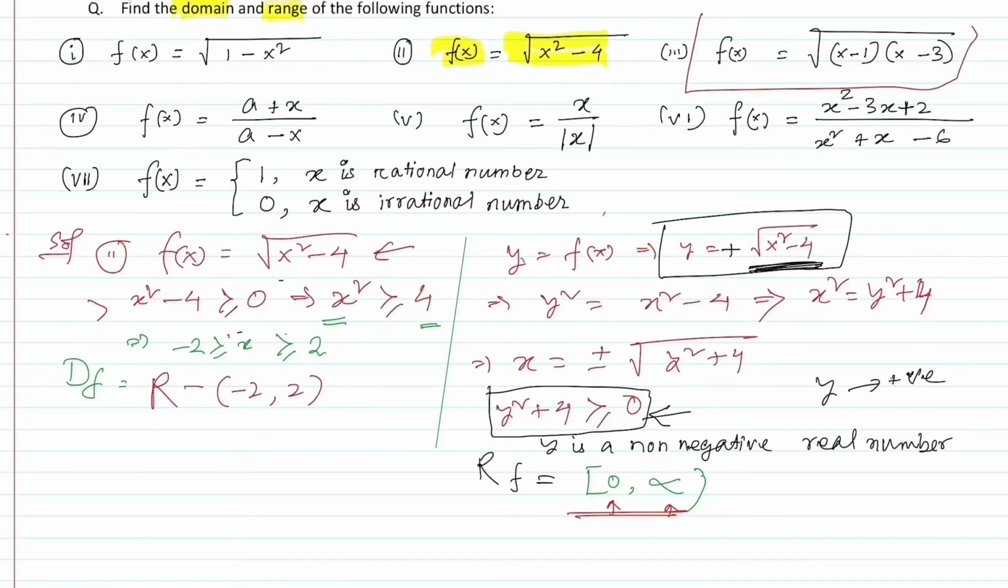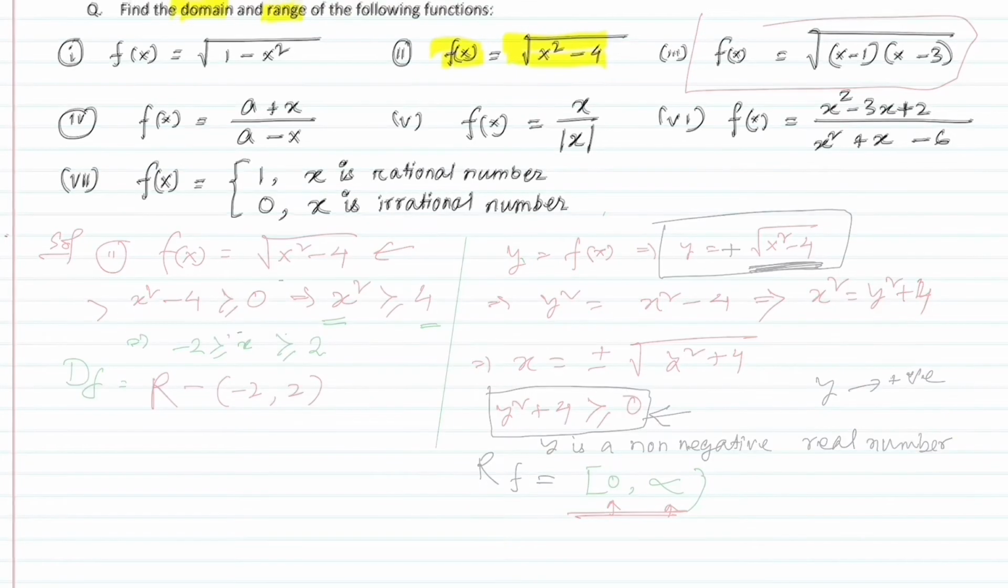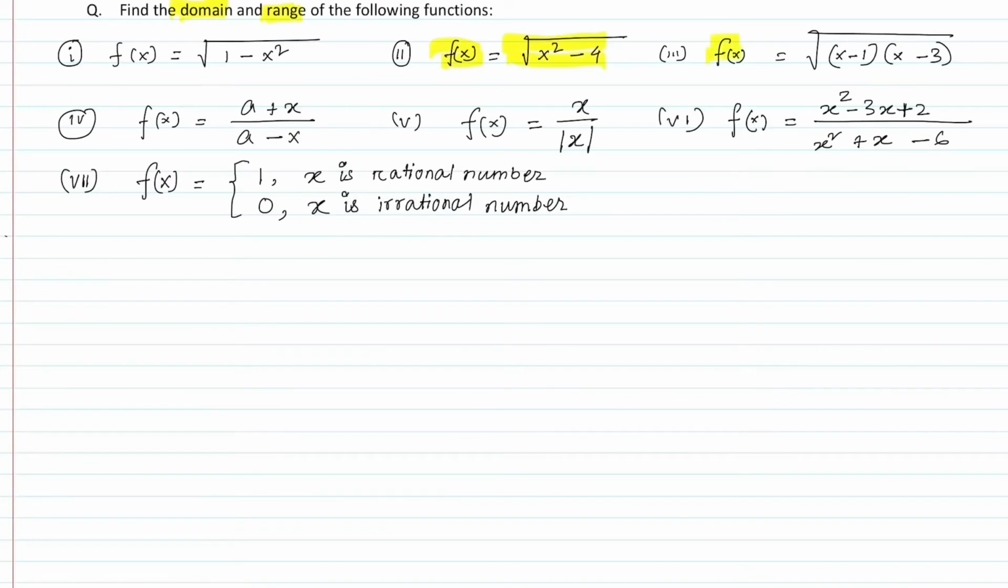Now let me show you the next one, that is f of x is equal to root over x minus 1 into x minus 3. Let me show you how to find the domain and range of this third function, f of x is equal to root over x minus 1 into x minus 3. Let me show you how to solve this. Here f of x is equal to root over x minus 1 into x minus 3.